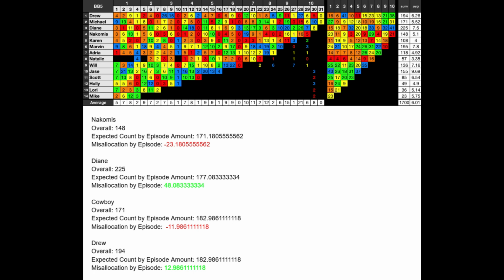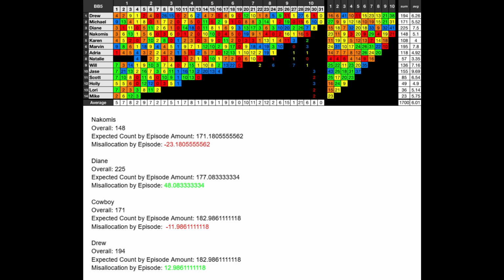Diane has an overall diary room count of 225, and her expected count by episode amount is 177, causing her to have a positive 48 misallocation, meaning that she has 48 more diary rooms than she should have if things were evenly distributed. Though it makes sense since she became one of the major narrators and players in the second half of the season.